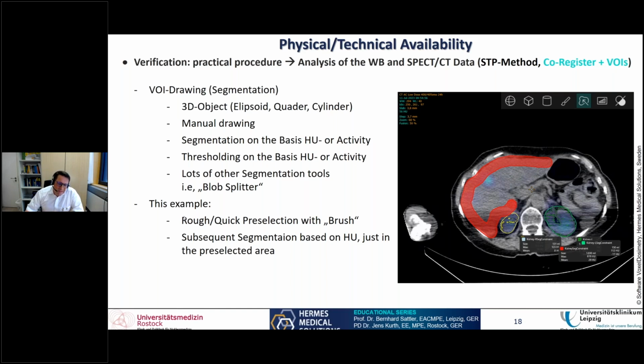It is very easy to use. And the quick pre-selection with the brush is possible, and the subsequent segmentation based on the HU units is even possible there.